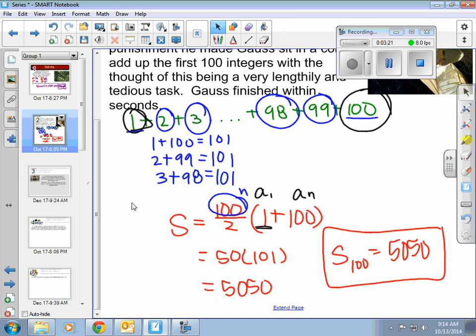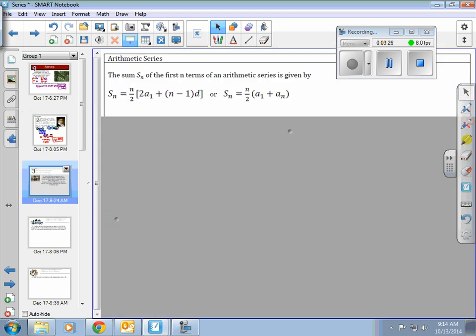So he actually took note of a formula that we still use today, and you can see that right here. That's the formula that Gauss used. So he was using the equation off to the right. But there's also another equation here on the left, and they will both do the same thing. One thing to know is the equation on the left uses your a sub 1 and your common difference, and the equation on the right uses your first term and your last term. So they use a little bit different things.